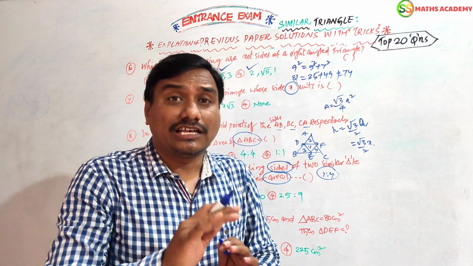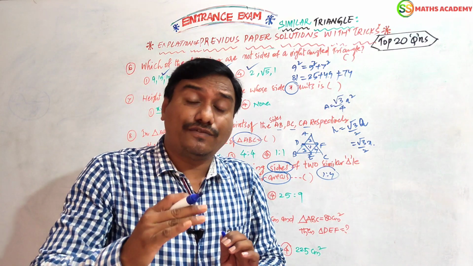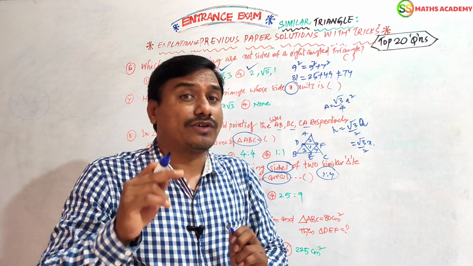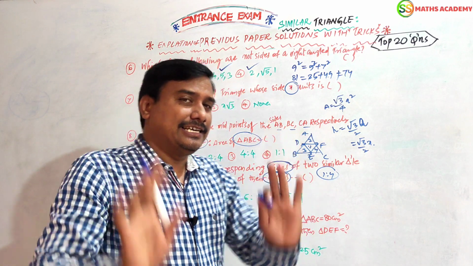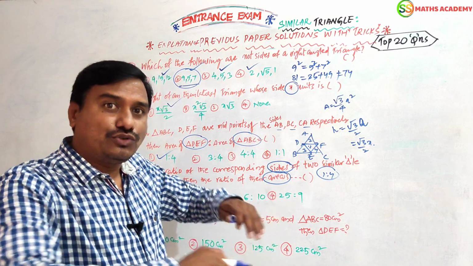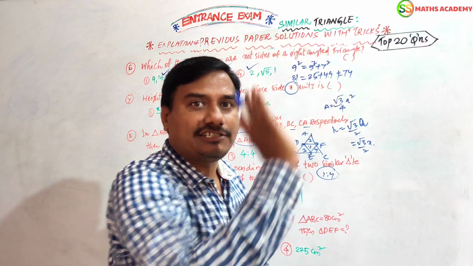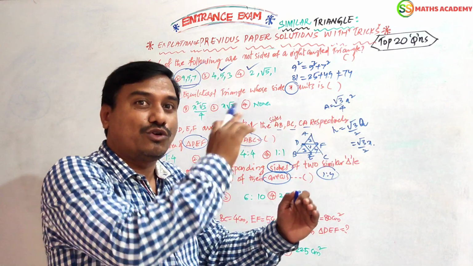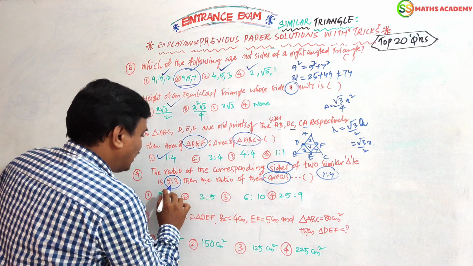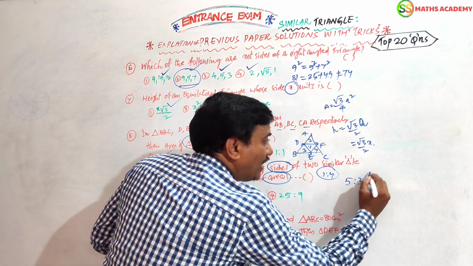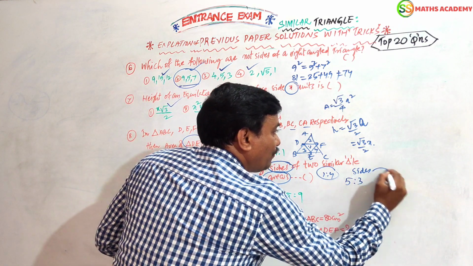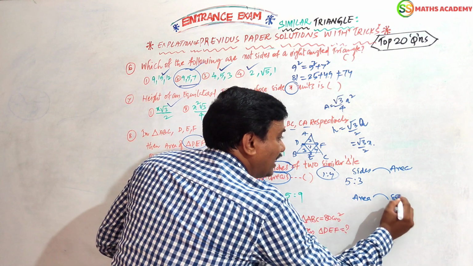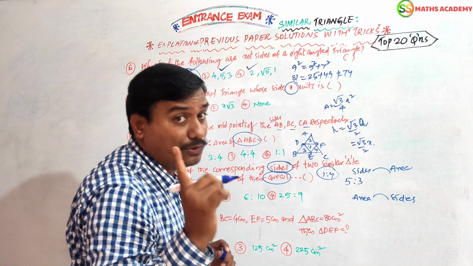The theorem is: the ratio of the areas of two similar triangles is equal to the ratio of the squares of their corresponding sides. Here, sides given, we should find areas, means do the square. That's it. When the areas are given and we have to find sides, we have to go with the square root. Simple. Sides given, find area. Area given, find sides. Very important point.